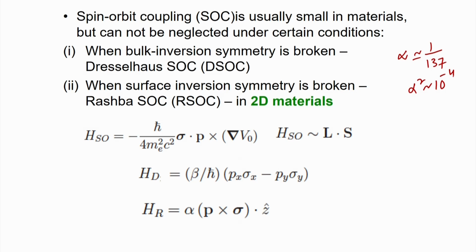So, the unperturbed energy in the hydrogen atom is of the order of minus 13.6 by n squared electron volt. So, if we take n equal to 1, then it is minus 13.6 electron volt, and it is of the order of an electron volt, whereas this is 10 to the power minus 4 times smaller.